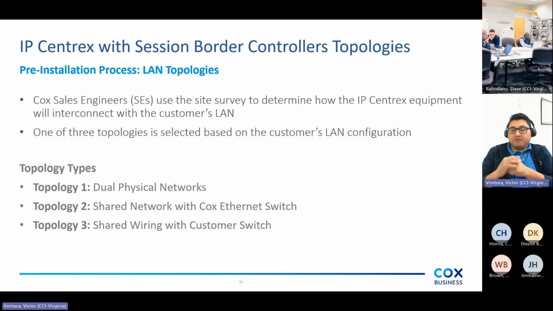Topology 1, which is dual physical networks. Topology 2, which is a shared network with the Cox switch. And topology 3, it's a shared wiring with the customer switch. We will see a couple of diagrams a little bit later on.